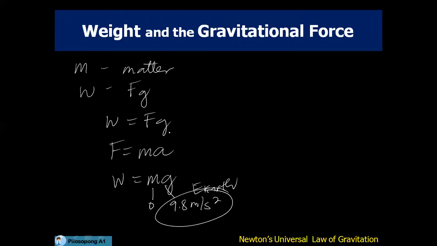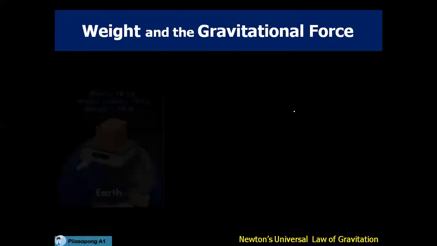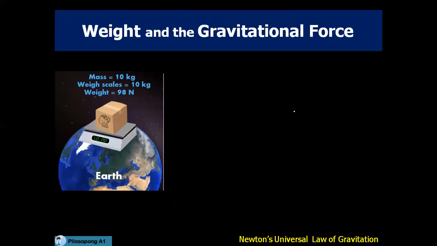So we come up with the relationship now that mass is directly proportional to the weight. So any increase in the mass will cause an increase in the weight of the object. In this example, we have a mass of 10 kilograms, and a weighing scale will give us 10 kilograms. Computing it using our equation from the second law, W is equal to mg, we come up with 98 newtons.